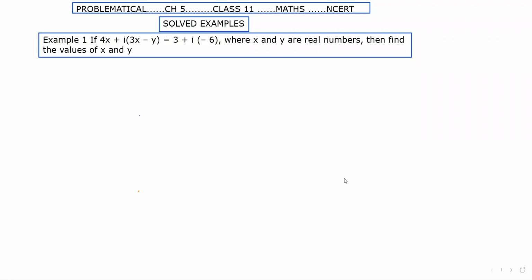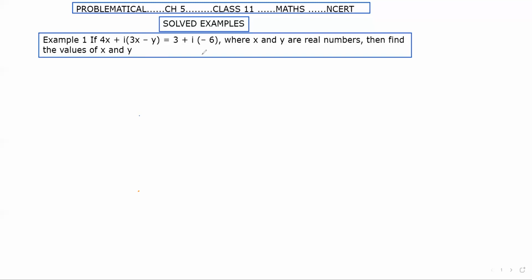Today we'll discuss solved examples of chapter 5, complex numbers and quadratic equations from class 11th maths NCERT. So the first question is, if 4x plus i into 3x minus y is equal to 3 plus i into minus 6, where x and y are real numbers, you have to find the values of x and y.